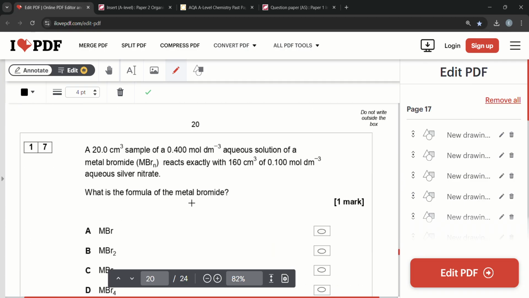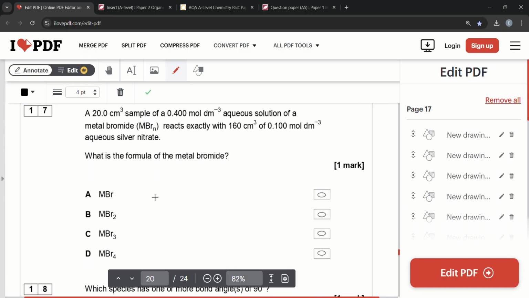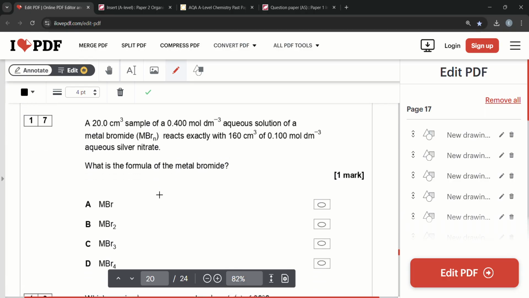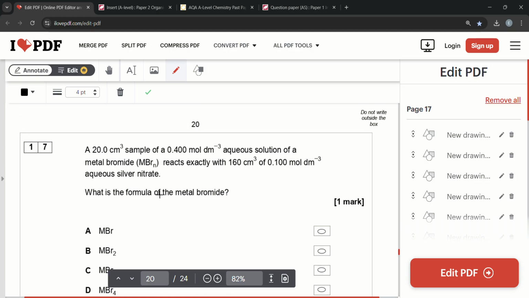What is the formula of the metal bromide? A 20 centimeters cubed sample of a metal bromide reacts exactly with this much silver nitrate. What was the formula of the metal bromide? So, first thing I would do is find out the moles. I don't know what I'm working out the moles for, I'm just finding out the moles. So 20 divided by 1,000 times by 0.40. Because it is a 1 marker, it can't be incredibly hard, right? Then we can find out the moles of this, and I get 0.016.